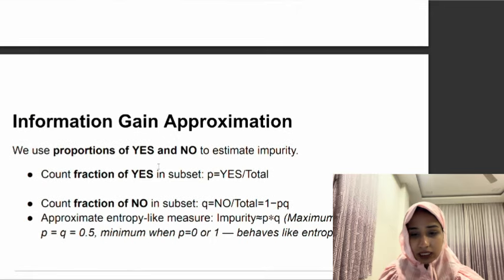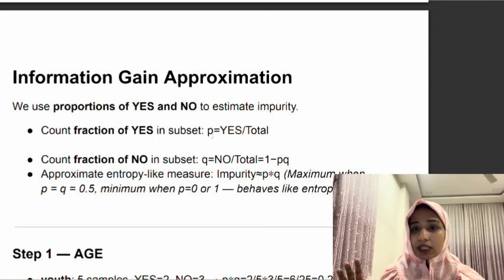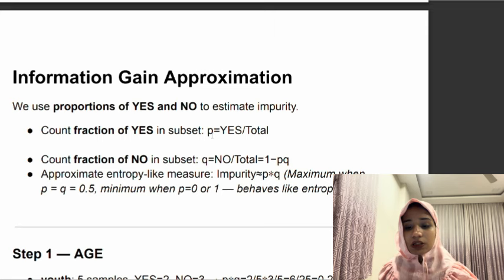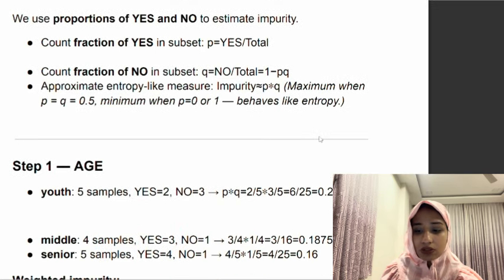So for the information gain approximation, use proportions of yes and no to estimate impurity. So count the fraction of yes in subset, P equal to yes upon total, and the fraction of no in subset, Q equal to no upon total, which is 1 minus P, so P into Q. So this approximate entropy-like measure is maximum when P equal to Q equal to 0.5 and minimum when P equals 0 or 1. It behaves like entropy.